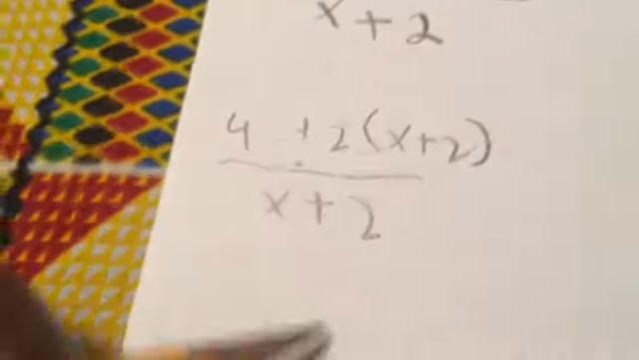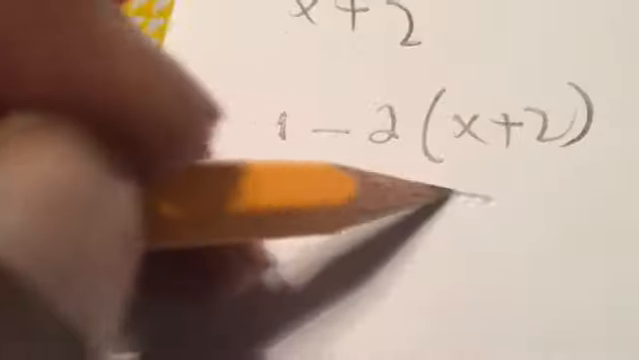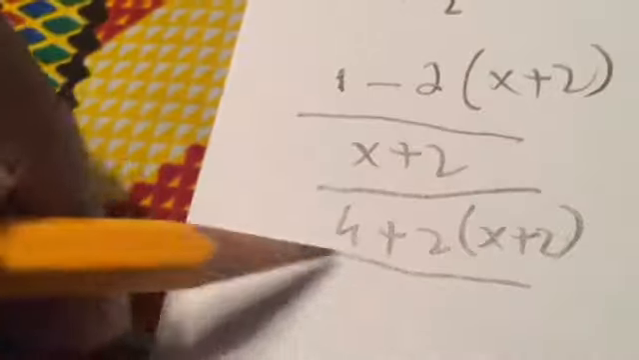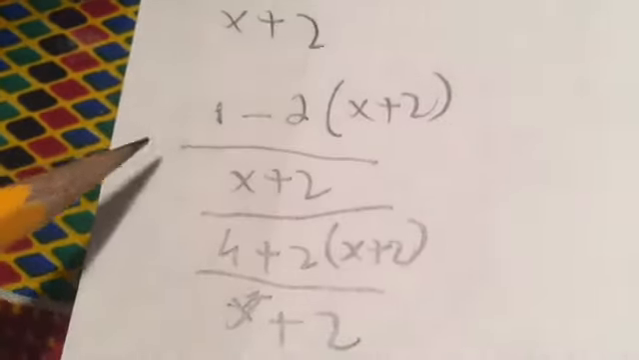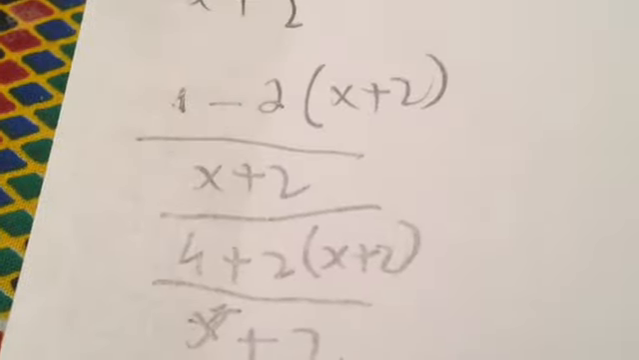So now we have the first fraction, which is 1 minus 2 times x plus 2, over x plus 2, right? Over 4 plus 2 times x plus 2, over x plus 2, correct? Okay, now it still looks complicated. It still looks crazy, but it's not going to be complicated. So I'm going to take this expression, keep this the same, and flip this one, right? Because that's how the quotient rule works.